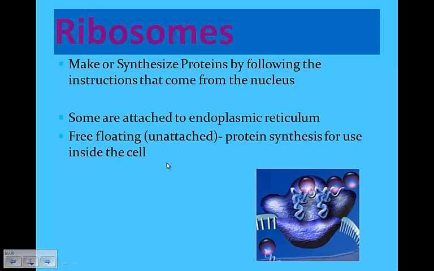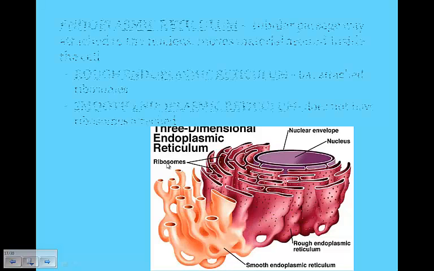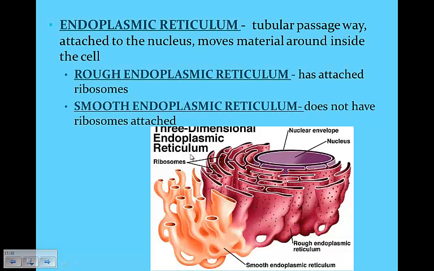We move to the Golgi apparatus. The Golgi apparatus, what it does is it packages and it sorts these proteins to be shipped throughout the cell or outside the cell.